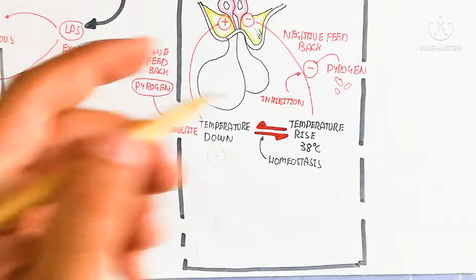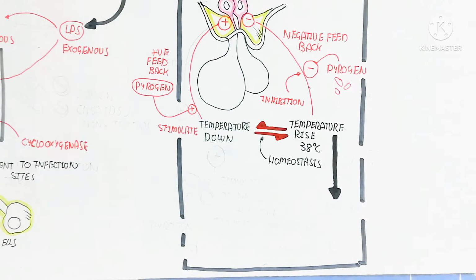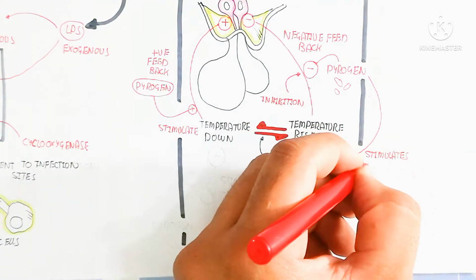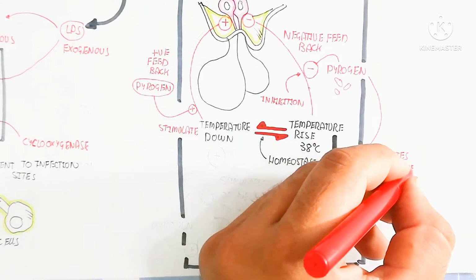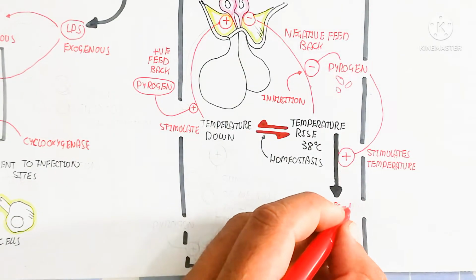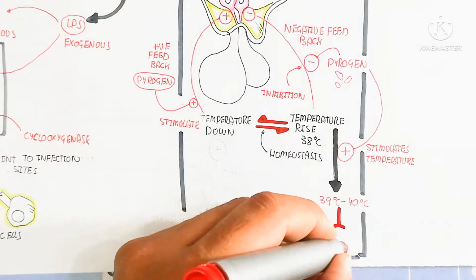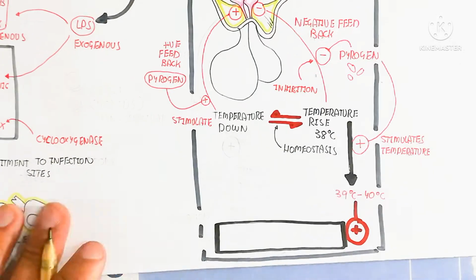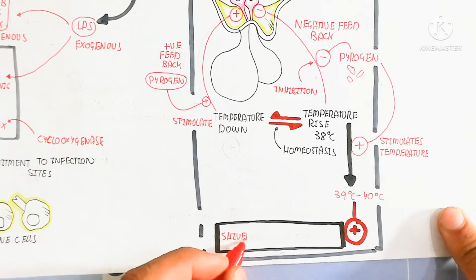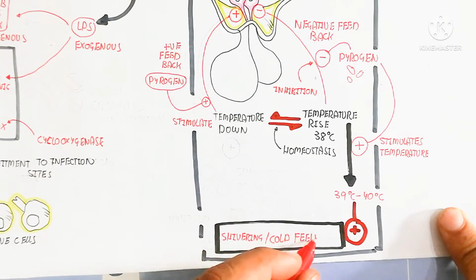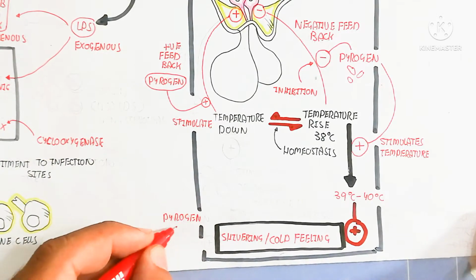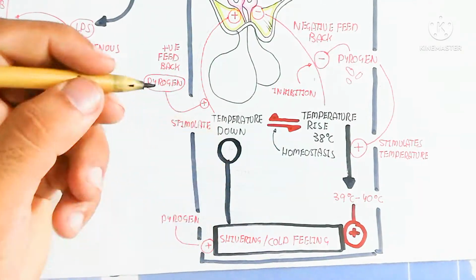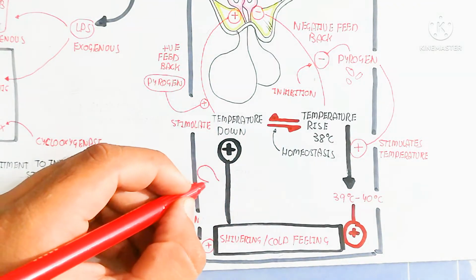function, and in this way the pyrogen will inhibit the negative feedback, leading to an increase in temperature to even 40 degrees Celsius. So in this way the temperature rises to 39 to 40 degrees Celsius, and shivering or a cold feeling will occur, because the cold feeling is due to the body requiring more temperature. So in this way the pyrogen will stimulate the production of more heat.